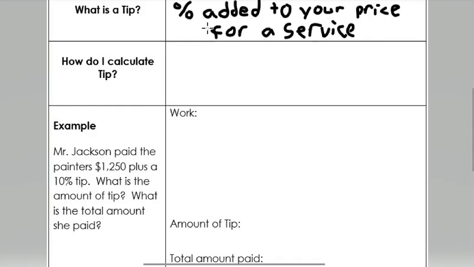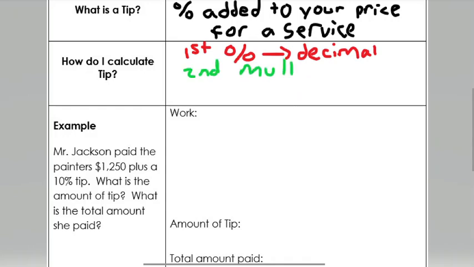Tip is a percent of whatever your bill is, and it's added to your bill or your price for a service. All right, so how do I calculate tip? Well, the good thing is it's the same steps as finding tax. First, you change your percent to a decimal. After I change my percent to a decimal, my second step is I multiply that decimal to my price. And then third, tip is extra money I have to pay, so I have to add it to my original price. So let's read this problem over here and see if we can figure this out.